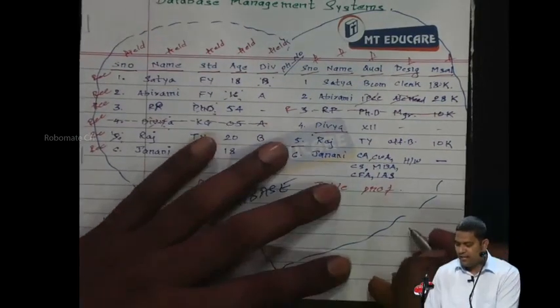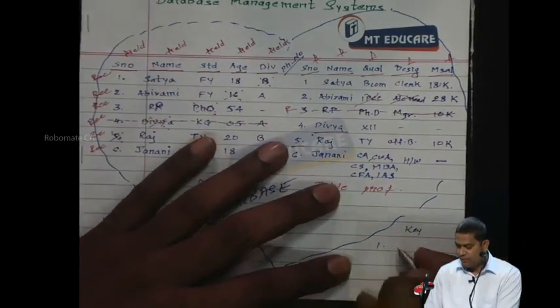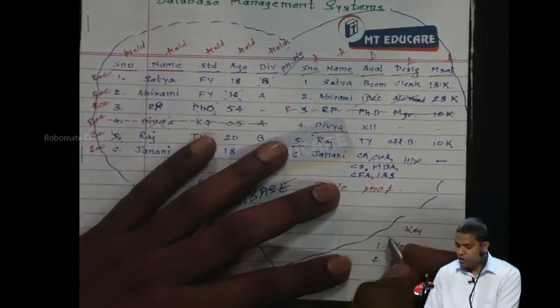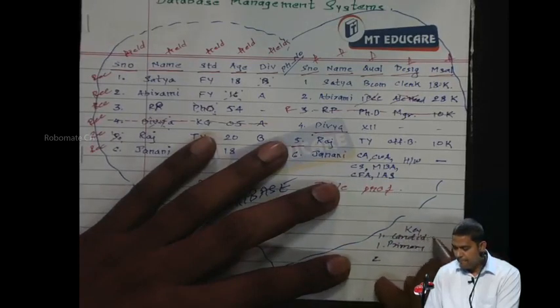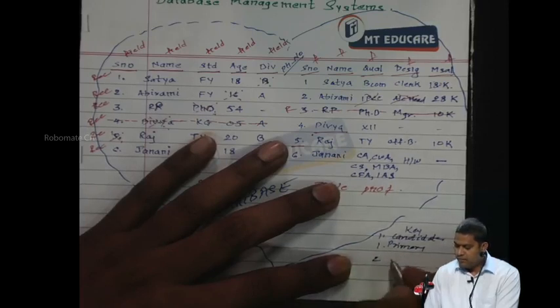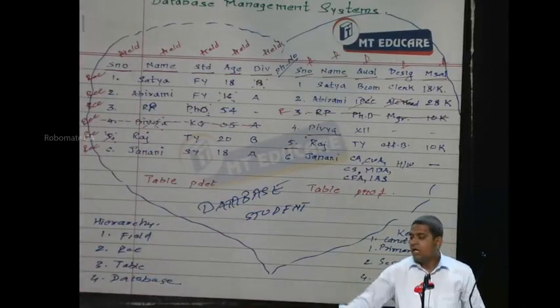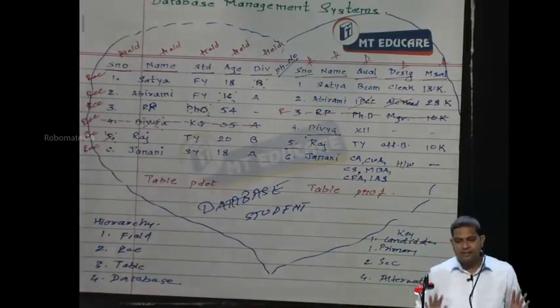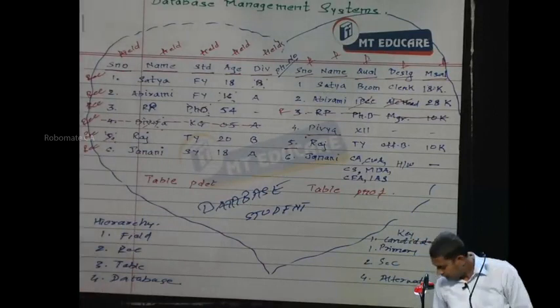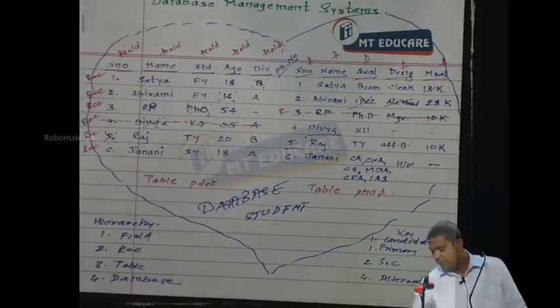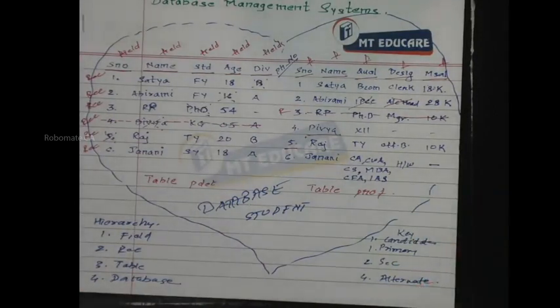So when I talk about keys, number one is primary, then candidate key, primary key, secondary key, and alternate key. Are you understanding? Is the concept clear? Yes or no? Okay. So we now proceed with some technical details about the same topic.